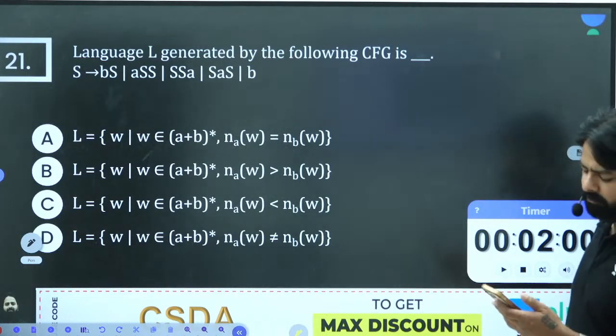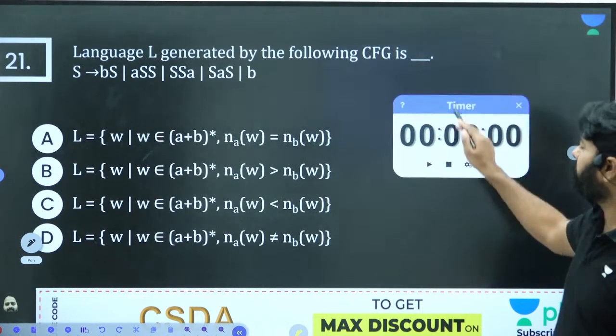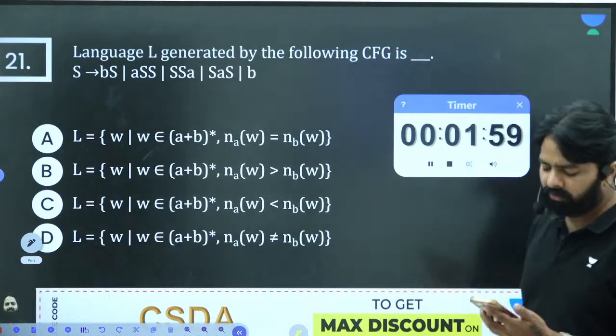Try the next one. I think you just need 1 minute to answer this. 2 minutes is also not required.